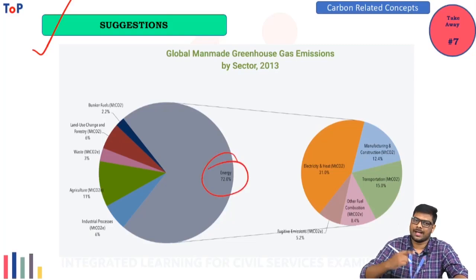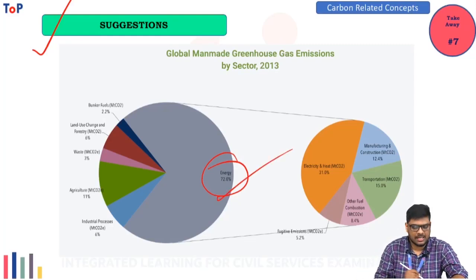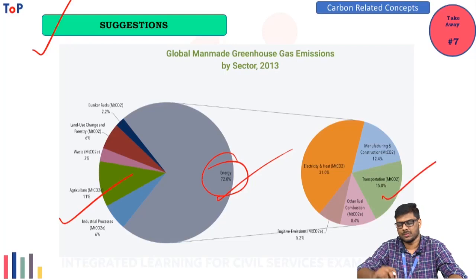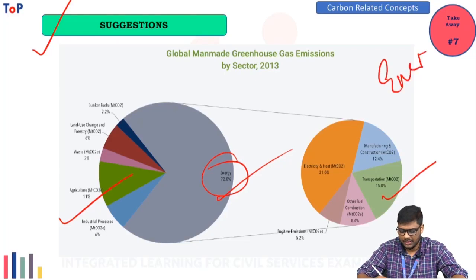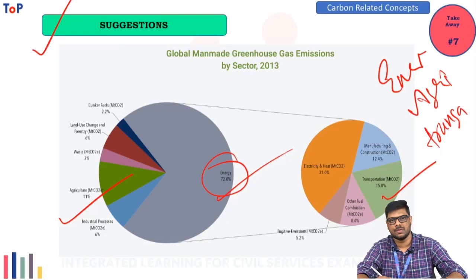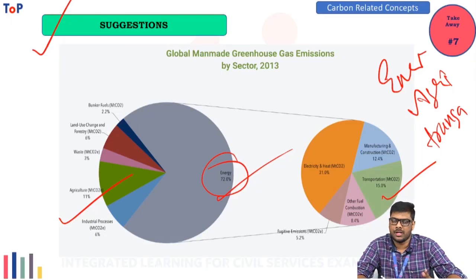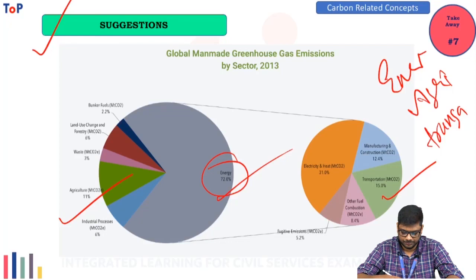Sector which contributes maximum carbon dioxide to elevate global warming. That is, energy comes first, agriculture comes second, transportation comes third. I have already done the math over here. So you just write down the order: energy, agriculture and transportation. These three are the top three sectors which contribute maximum carbon dioxide into atmosphere, which will cause global warming. This can be one question: sectors which contribute carbon dioxide into atmosphere.